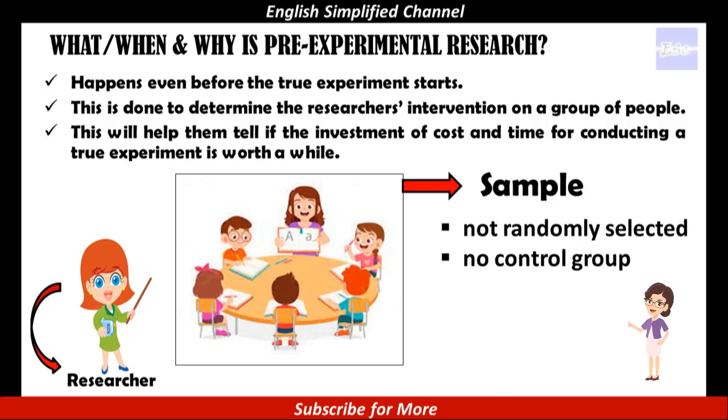Often, researchers want to see if their interventions will have an effect on a small group of people before they seek funding and dedicate time to conduct a true experiment. The pre-experimental design involves an independent variable that does not vary, or the sample is not randomly selected, and there is no control group.